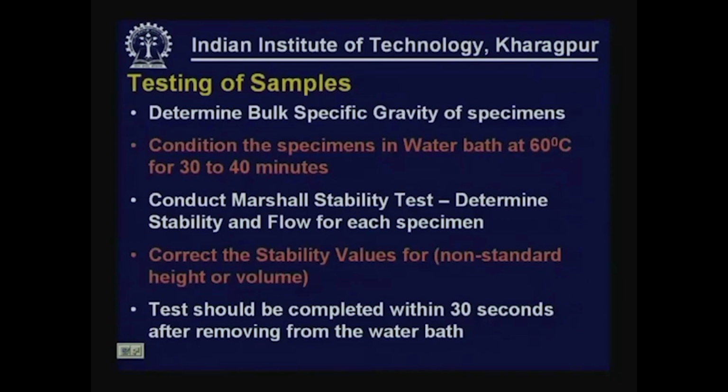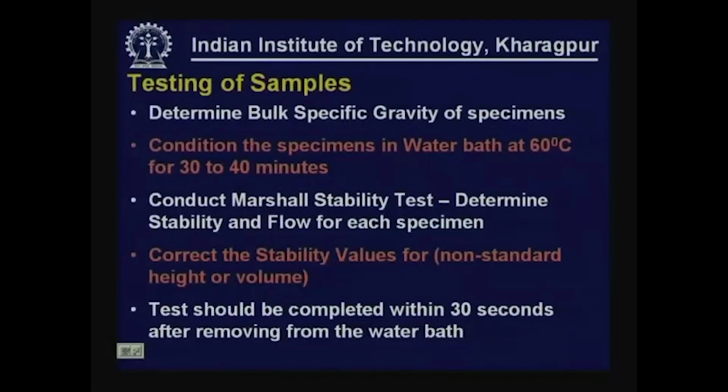The stability values have to be corrected for non-standard height or volume. We will discuss what are the standard dimensions of the specimen that we are expected to maintain in terms of its diameter and also in terms of the height that is expected to be attained. So, we are talking about a standard size specimen, but it is not always possible to get the same height because of the compaction effort that we put and also because of the mass of the total aggregate and binder that we take. So, we may get different heights. So, the volume of the specimen is going to be different.